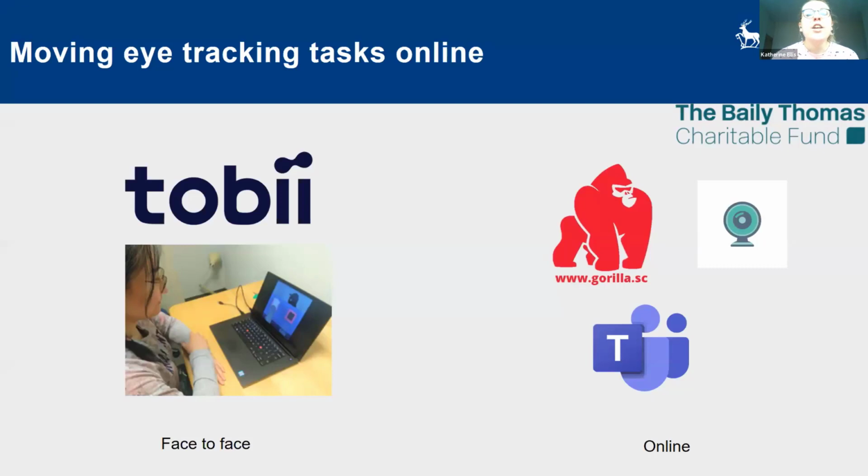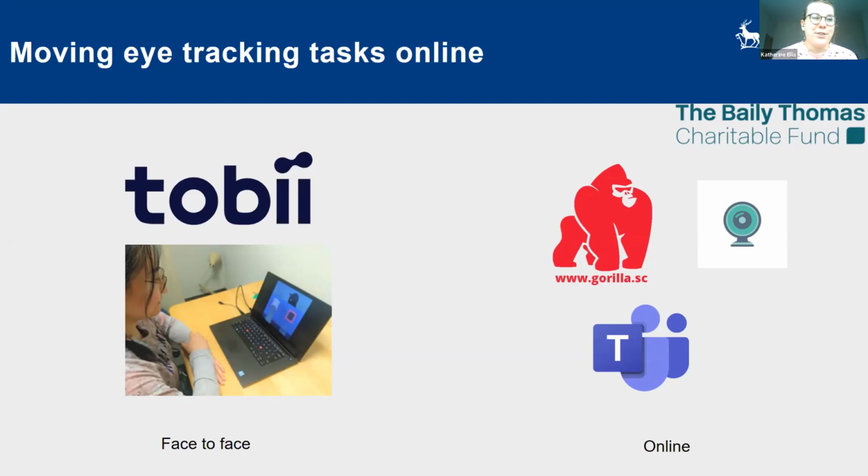do this online. So we've been using the Gorilla web eye tracking zone, which for those of you who don't know, utilises WebGazer. So this uses participants' own web camera to detect their face and then uses this information to give an estimate of where people are looking on the screen.